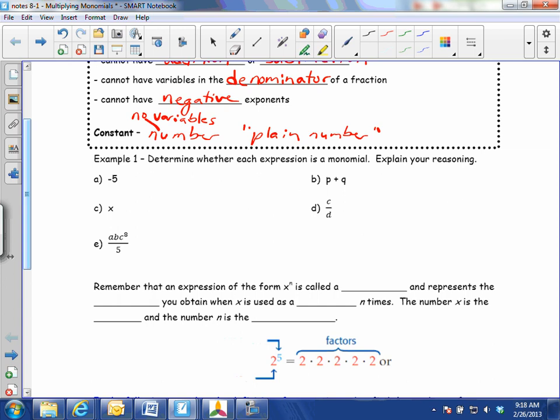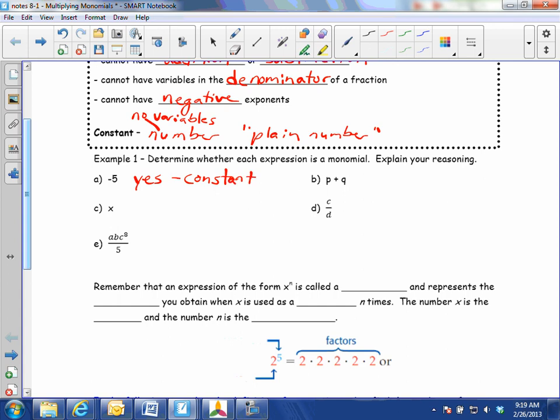Example 1 says determine whether each expression is a monomial and explain your reasoning. So the first one, 85. Would you say it's a monomial? Can we have negatives? What can't we have? Exponents? Is this an exponent? No. So is it a monomial? Yes, it is, because it's just a constant. It's just a number.